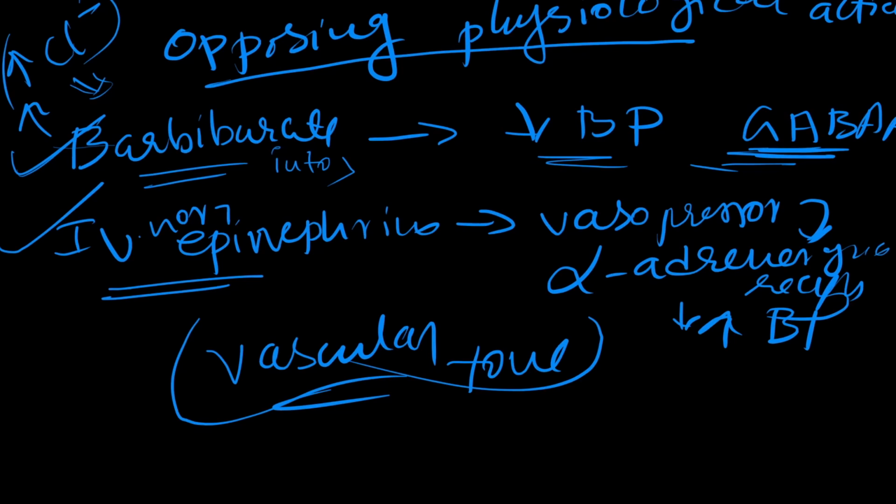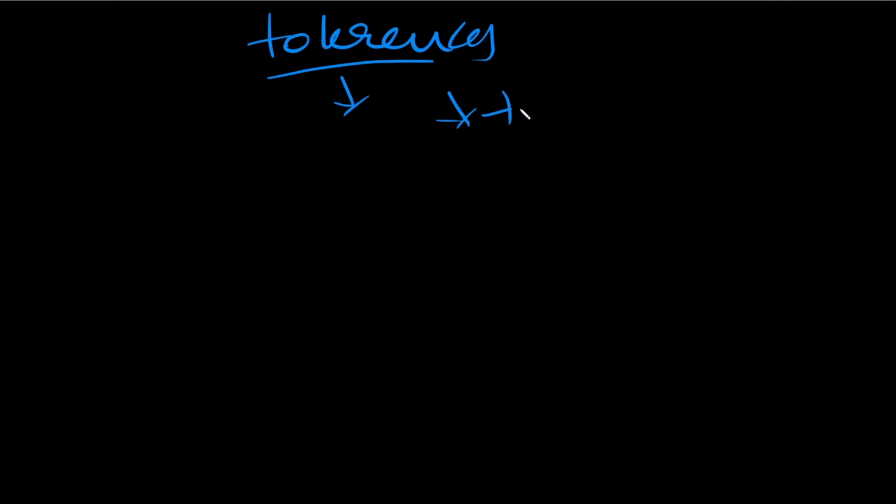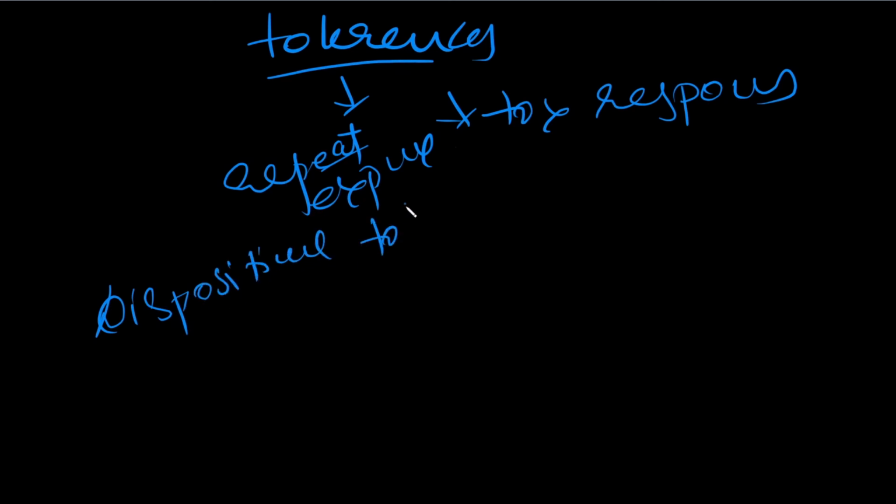There are also several types of tolerances. Tolerance is nothing but repeated exposure decreasing the toxic response. So, dispositional tolerance, again, which includes effects on ADME.